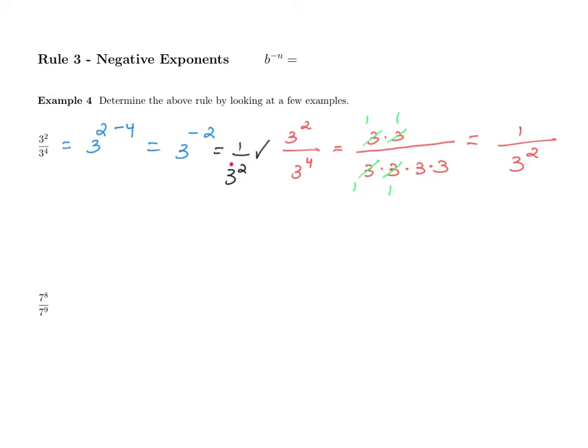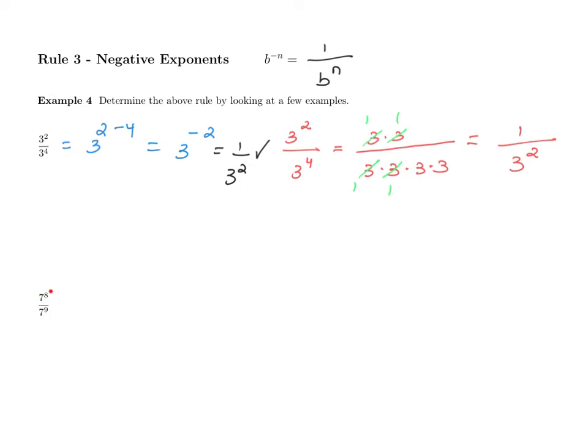This will work for any number that you have that is negative. For this reason, the rule for b to the negative n power is 1 over b to the positive n. Essentially, you're saying this isn't in the numerator, it in fact is in the denominator. So all the same logic will still work here as well.